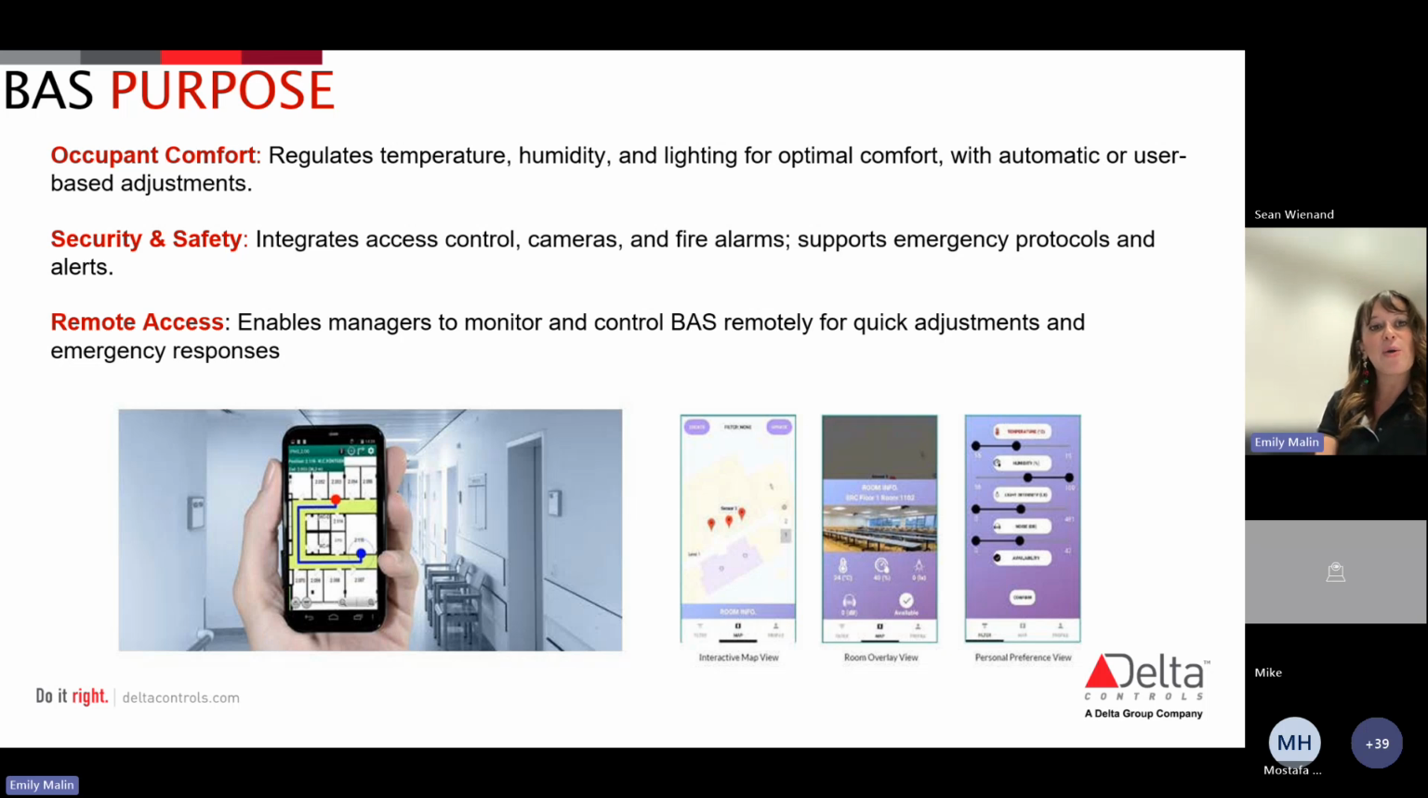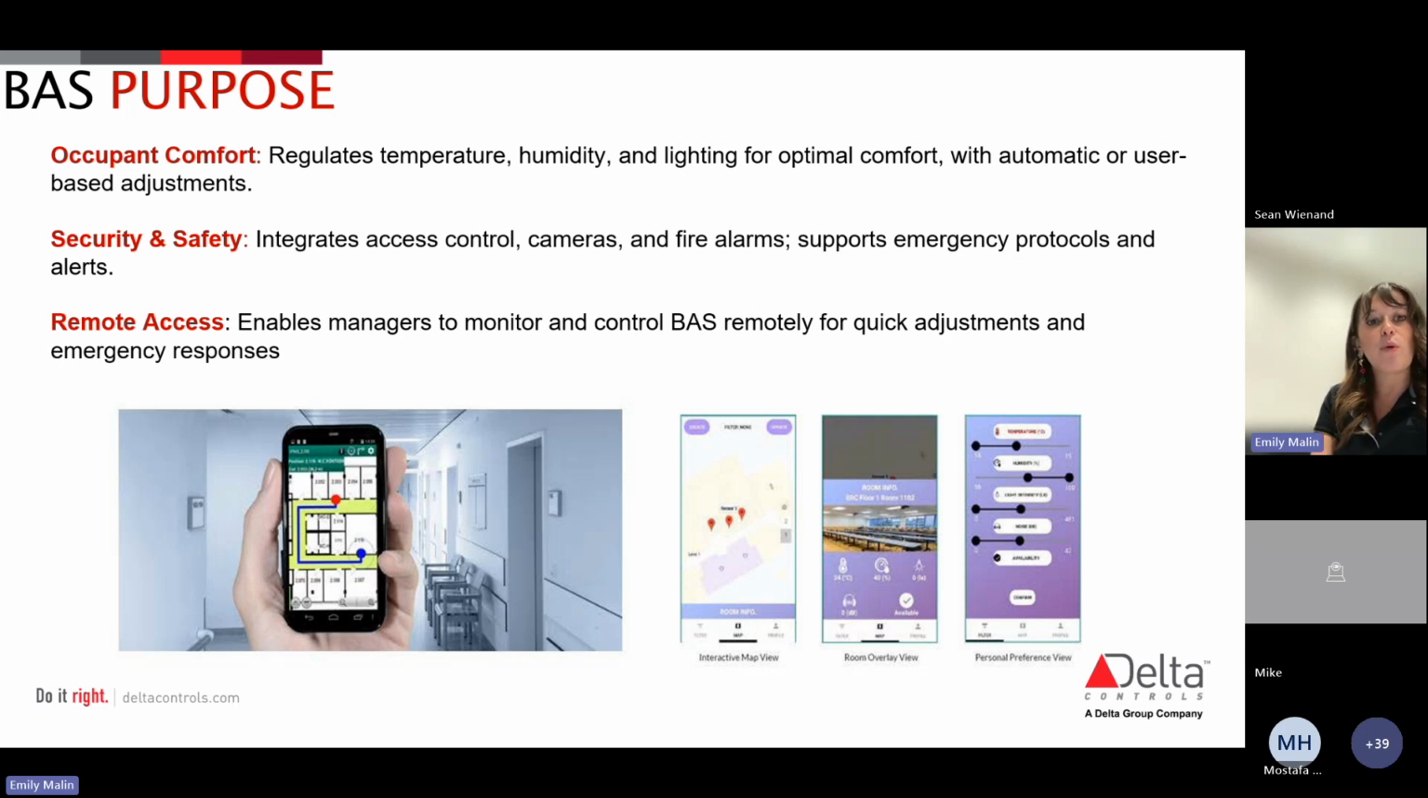Second one down there is going to be around security and safety. Security and safety can also be a big part of your building automation system. It can integrate access control, cameras, fire alarms, and can even go so far as to support emergency protocols and alerts. A lot of different systems are going to have different access control systems, both from a technology standpoint, as well as from a physical standpoint. So if you think about badging into your office every morning, that's part of a building automation system. That security and that safety is, again, all relevant when we start talking about what you want that building to be able to interface with its occupants.